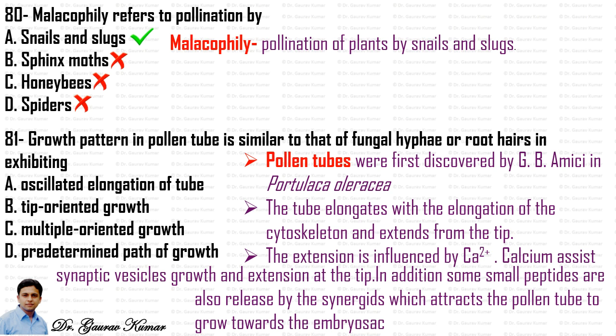In addition, some small peptides are also released by the synergids, which attract the pollen tube to grow towards the embryo sac. So the answer to this question will be that the growth pattern in pollen tube is similar to that of fungal hyphae or root hairs in exhibiting the tip oriented growth.